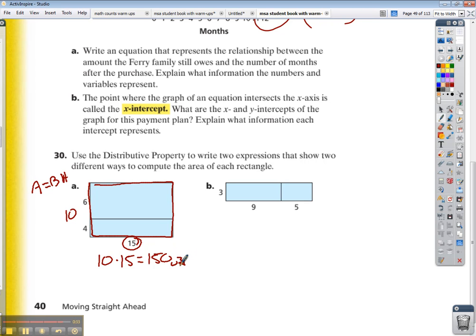The other way I could do that is to find the area of each individual rectangle. I could do 4 times 15, which is 60, and 6 times 15, which is 90. I could add those together. 90 plus 60 is equal to 150. Same thing over here. I have 9 plus 5, which is 14, and 3. So 14 times 3 is 42. Or I could find each individual part right here.